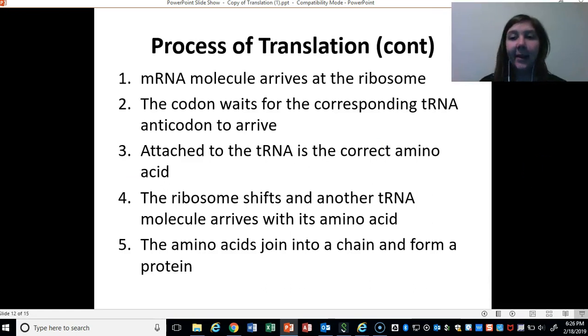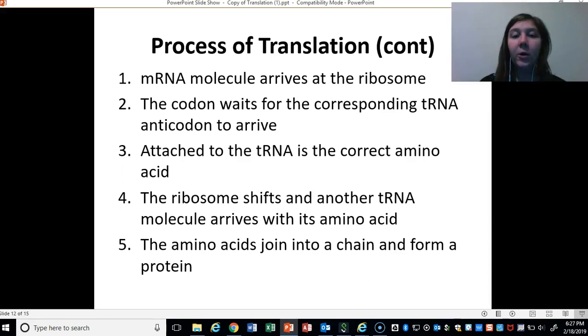So for our steps or process of translation, step 1, mRNA molecule arrives at the ribosome. It's going to attach to the ribosome. You may also see the term rRNA. rRNA makes up the ribosome. So it is ribosomal RNA, and the RNA combined with proteins makes up the structure. So step 1, mRNA molecule arrives at the ribosome.